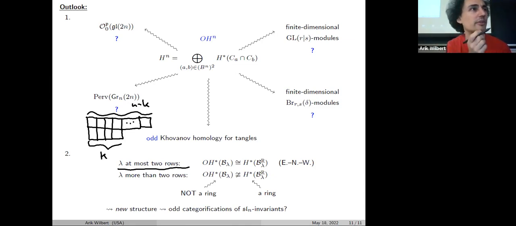Yes, and then there was something about the tangles. Okay. So this is what's going on. Of course you can look at nilpotents which have two Jordan blocks, but they can have any size. The important thing is I only have two Jordan blocks. That's what I mean by at most two rows.